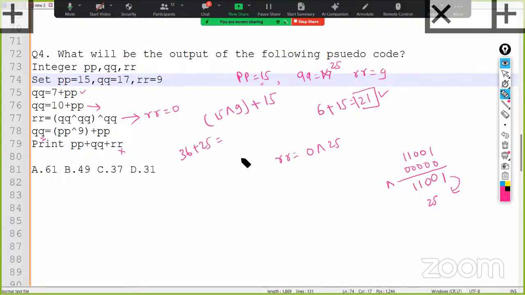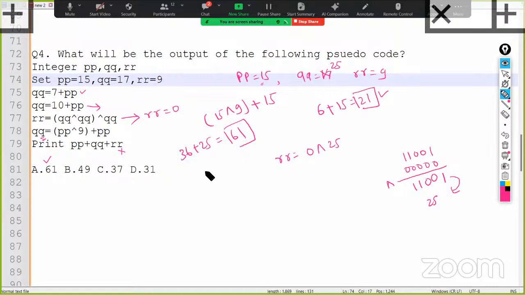Can you please confirm that? 61. 61, and that is the final answer. Option A is the right answer for this question, guys. Those who say option B, you made a mistake somewhere, please check that properly. 61 is the right answer here.